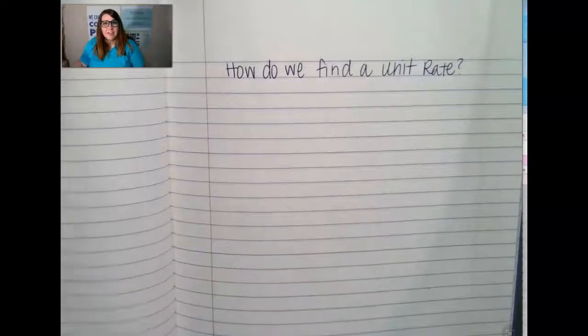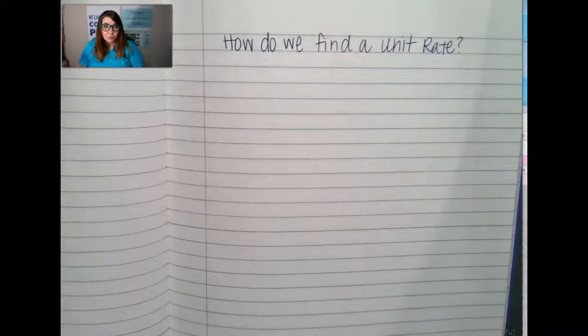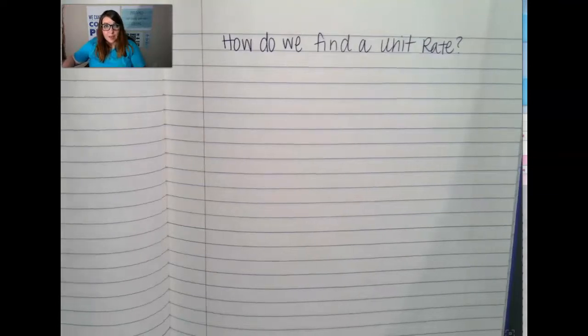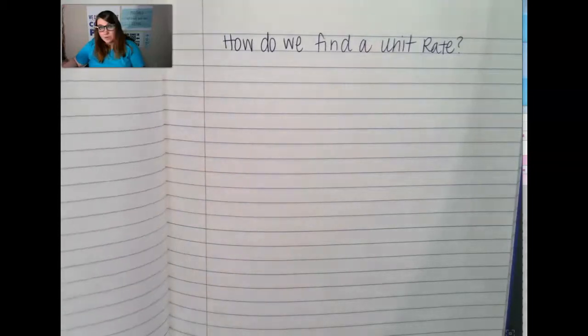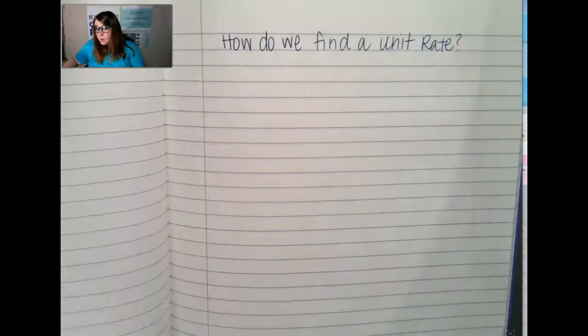Sixth graders, okay, today we are looking at unit rate, and we will be able to answer the essential question, how do we find unit rate? So yesterday we watched a vocabulary lesson, and the day before that we had done some stuff with equivalent ratios and filling out a ratio table.